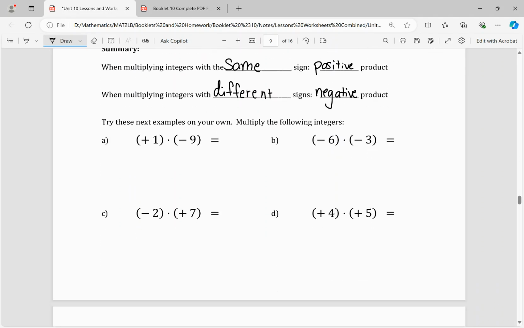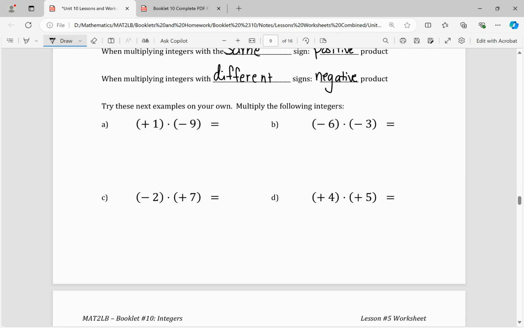Good. So that's the basics of the lesson. Try these 4 examples on your own and make sure that your answer matches mine. Now, +1 times -9. First of all, 1 times 9 is just 9. Now, since they're different signs, one is a positive and one is a negative, my product is going to be negative, right? Remember that those different signs mean it's a negative answer.